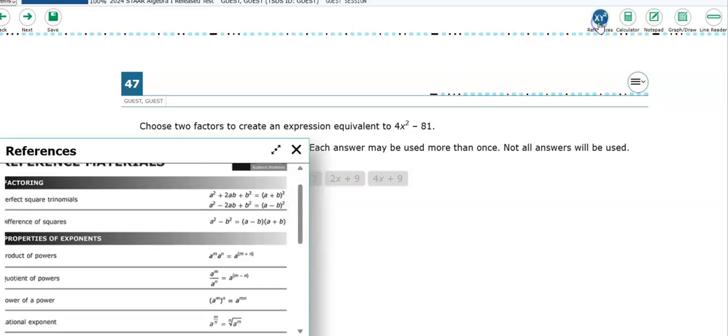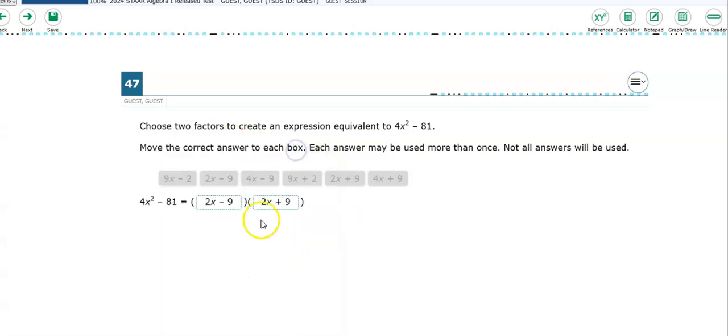Because if you look at the formula, the a squared is the 4x squared, the b squared is the 81, and the a is the 2x, and the b is the 9. So that's what it is.